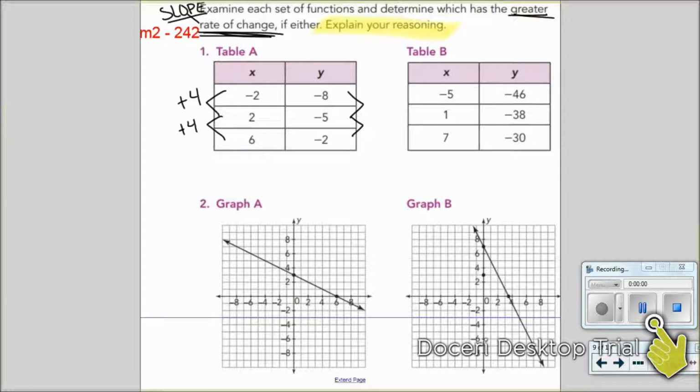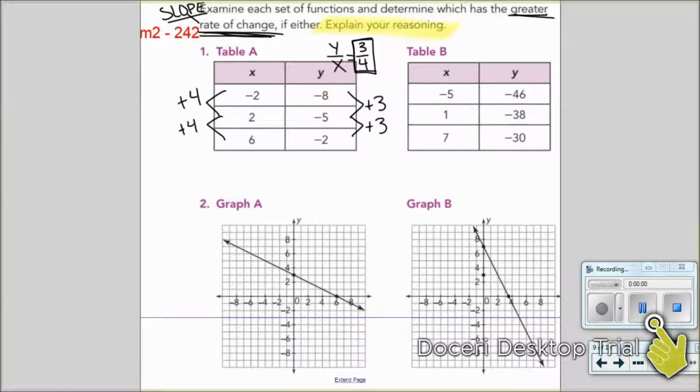Okay, let's move over to our y's. How do I go from -8 up to -5? I'm going back towards 0 to -5. So I know to do that, I'm adding 3 to go back towards 0. And let's look at the next one, -5 to -2. Again, I'm going up from -5, closer to 0 to get to -2, and that is also adding 3. So remember, when I write my slope as a fraction, it's always y over x. So that tells me that for our table A, the slope or the rate of change is 3 over 4.